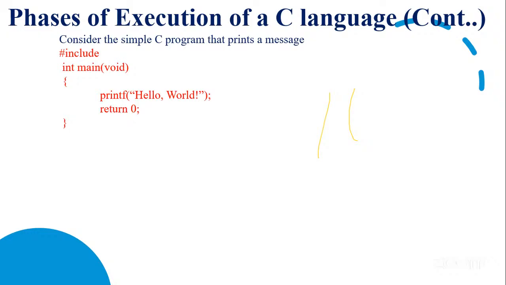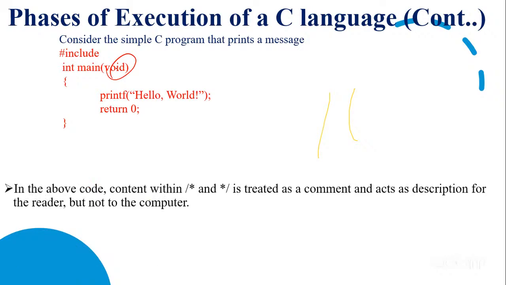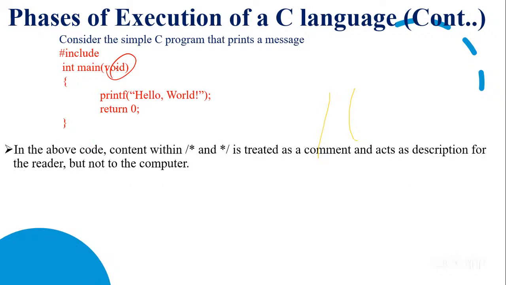The one in red color is the sample program. It starts with hash include, int main, and inside the brackets you can write void or not. It's not mandatory, you can skip this. Then print hello world and return 0. This is a sample. No need to worry about this code. Just consider this a sample code of a C program. So we will discuss this one.